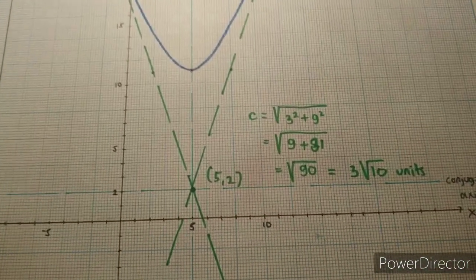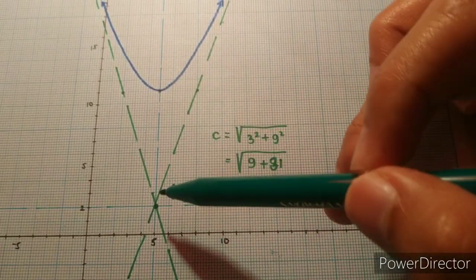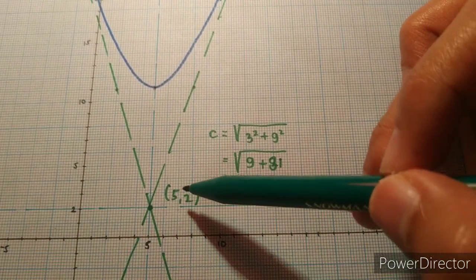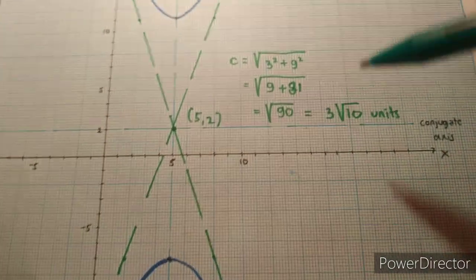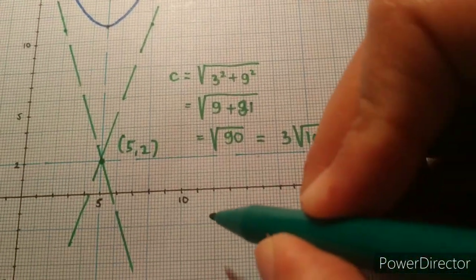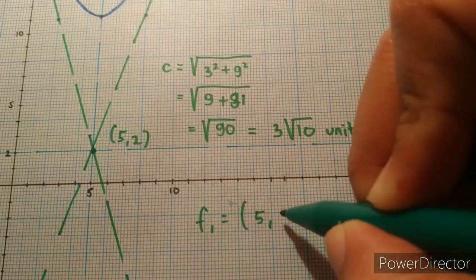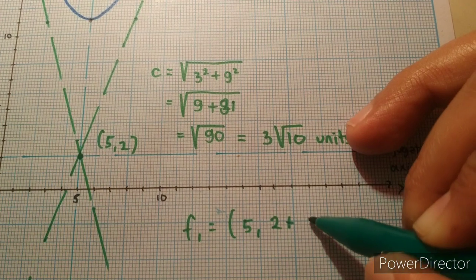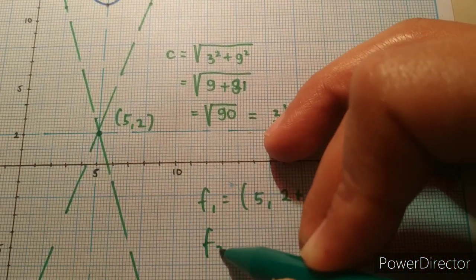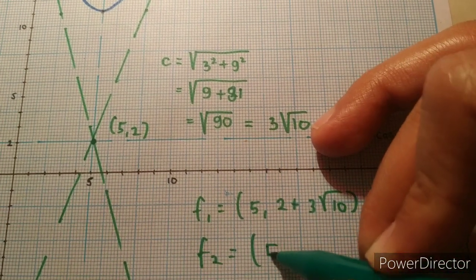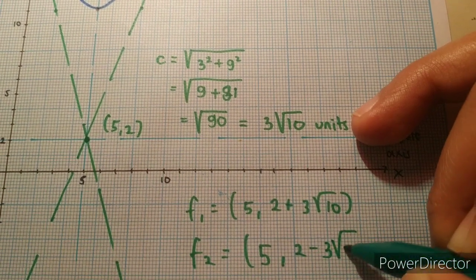It means the foci coordinates, since the center is (5, 2), the 5 is always the same. So this will be 5, something, and this will be 5, something. So the coordinates of your focus will be (5, 2 plus 3 square root of 10), since first you add the focal radius, and we just leave it in radicals, so I can accept these coordinates. The second focus will be (5, 2 minus 3 square root of 10).